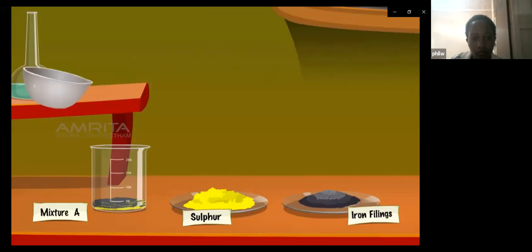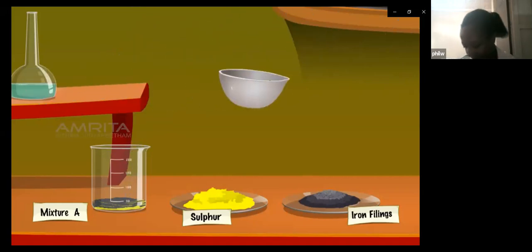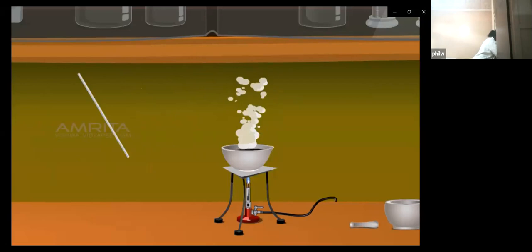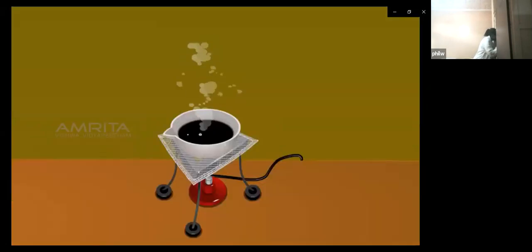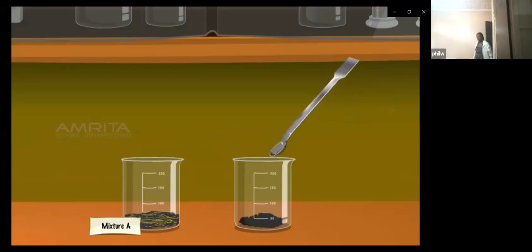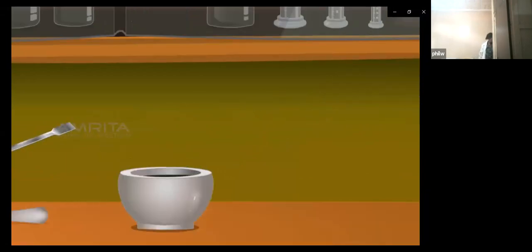Take a china dish and using a spatula transfer a small quantity of the mixture into it. Heat the contents in the china dish strongly by placing it on a wire gauze that is placed over a burner. Stir the contents constantly till a black mass, that is compound of sulfur and iron, is formed. Cool and transfer the contents into a mortar and powder this using a pestle. Then transfer the powdered contents into another beaker using a spatula and label it Black Mass B.